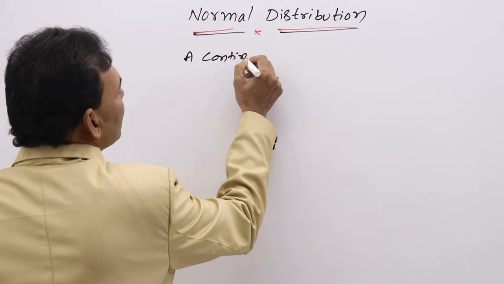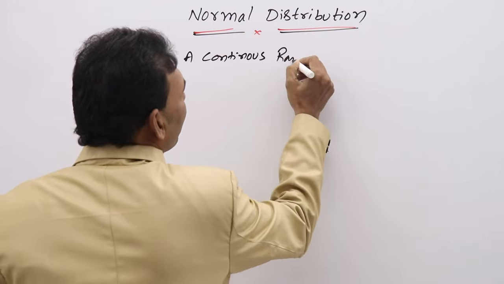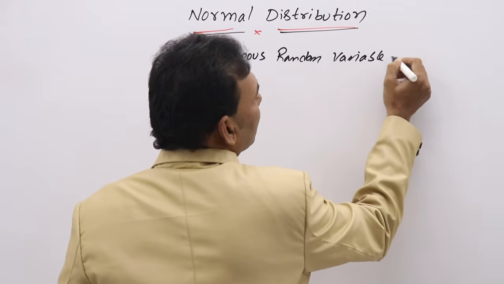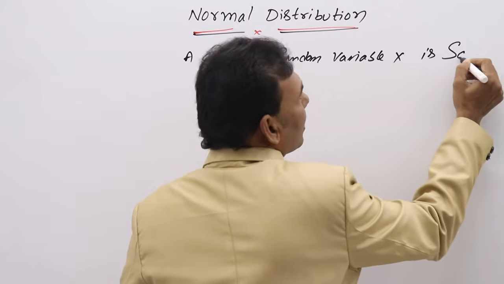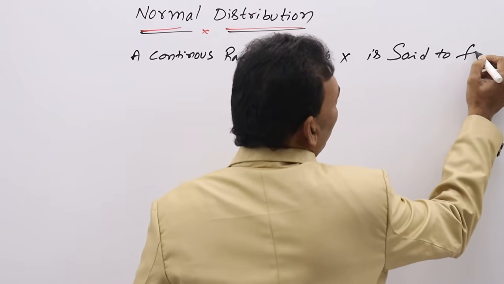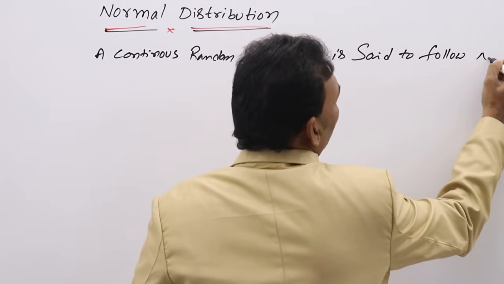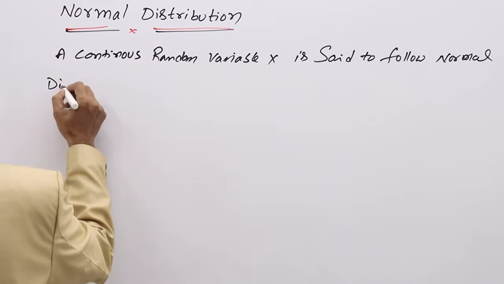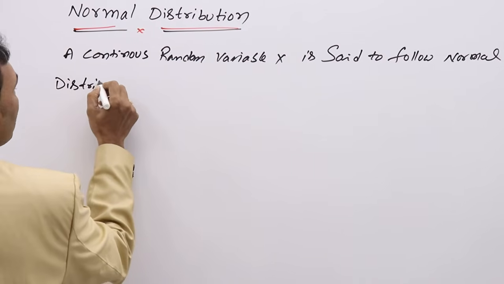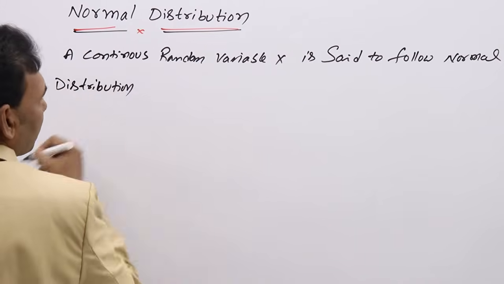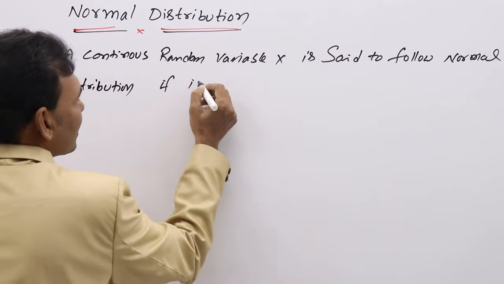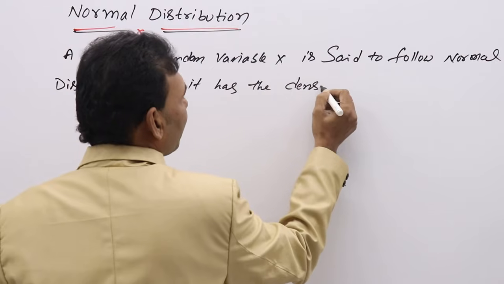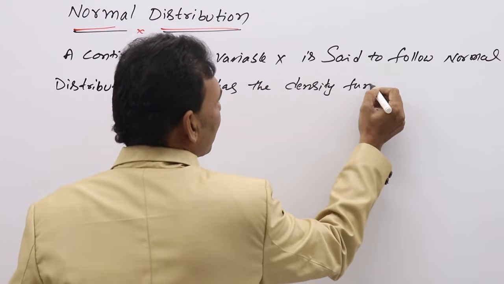a continuous random variable x is said to follow normal distribution if it has the density function.